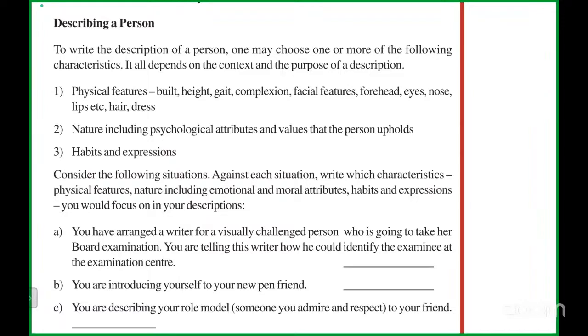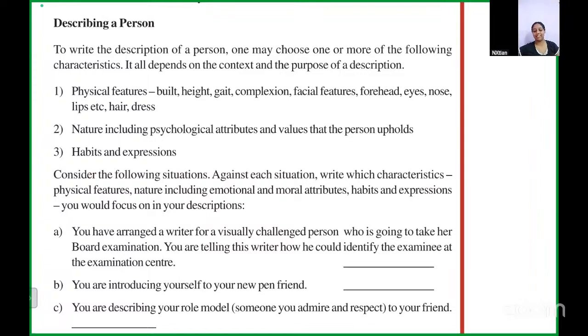Then there are their nature. We can describe a person by their nature. That includes their psychological attributes and values that they uphold. Compassionate, kind, honest, manipulative, deceitful, strict, so it can be any psychological attributes, any qualities.